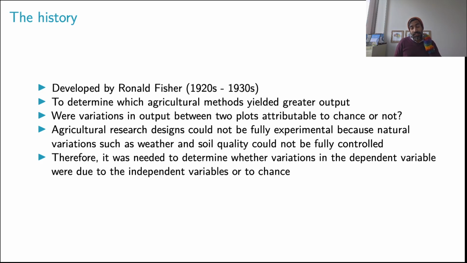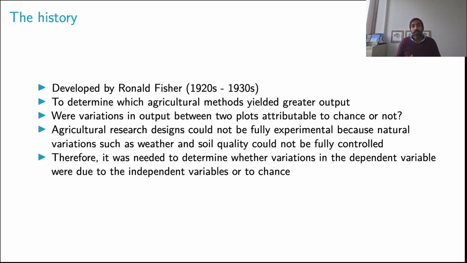So agricultural research designs could not be fully experimental because natural variations such as weather and soil quality could not be fully controlled. That's really important because, as we know in terms of our research design, randomized control trials are the best form of evidence that we have for determining causality. So we can randomly allocate groups into two conditions. We could administer drugs in one and a placebo in another and nothing in the third if we want, and we could see what the effects are. And because we've randomly allocated, the controlling of factors has occurred through the design.